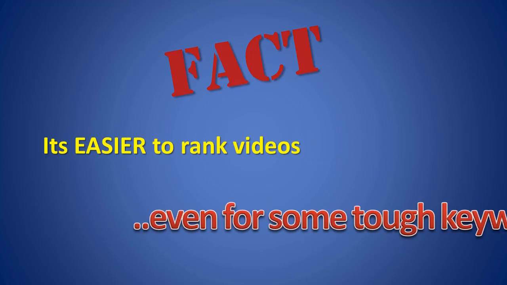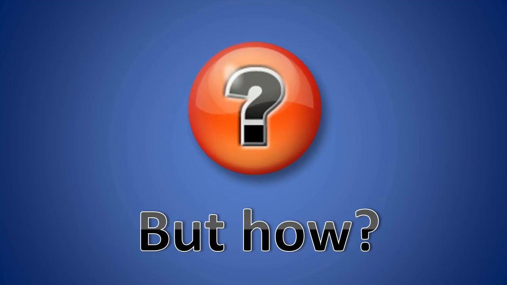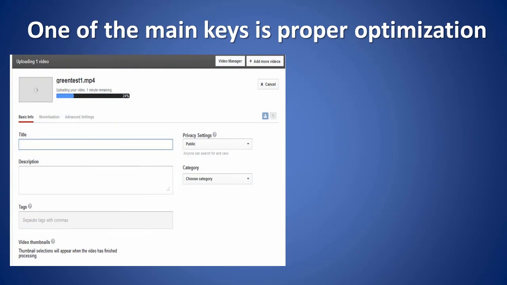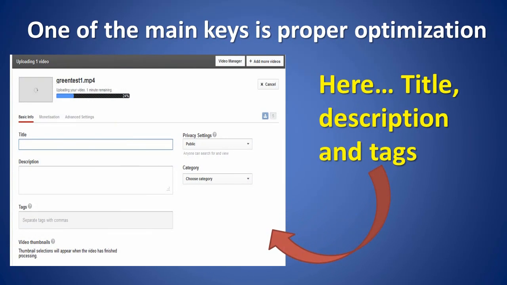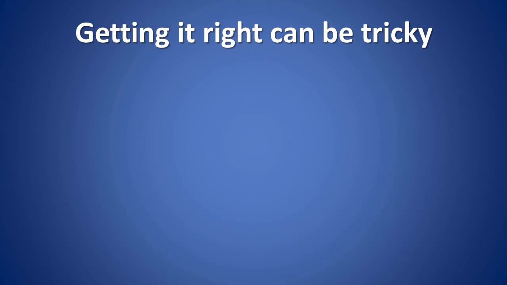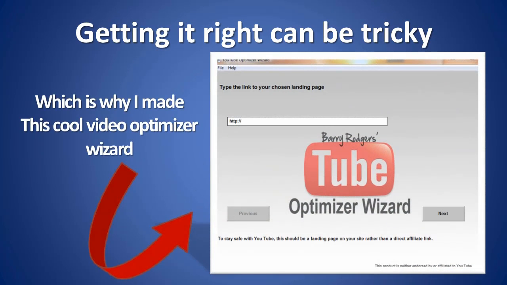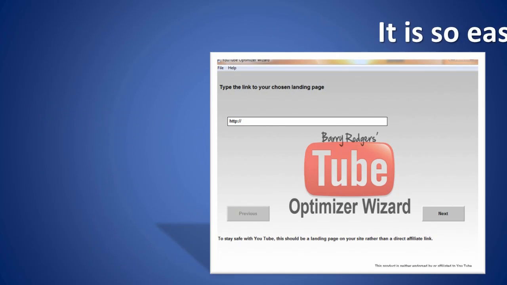But how do we go about doing it? Well, the first step and the main thing to do is to optimize your video properly. And what I'm talking about here is the title, the tags, and the description when you upload your video. Now, this can be tricky, especially if you're not really sure how to do it. So that's why I made this cool video optimizer wizard. It's a piece of software that's so easy to use.